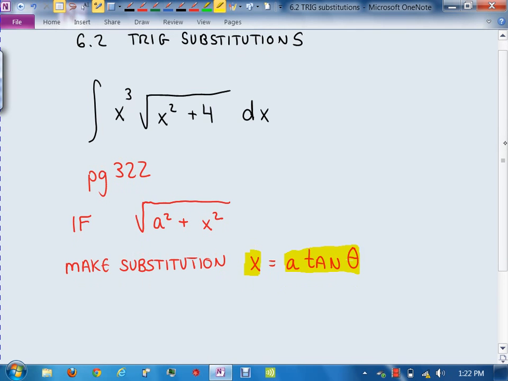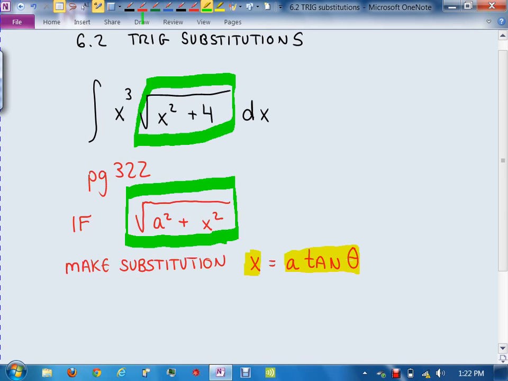All right, now do we have that? Do we have this form? Yes. What's a for us in this problem? This is it right here. So a for us is 2. This right here is our a squared, but that means that a is 2. Follow? Okay, let's make the substitution.